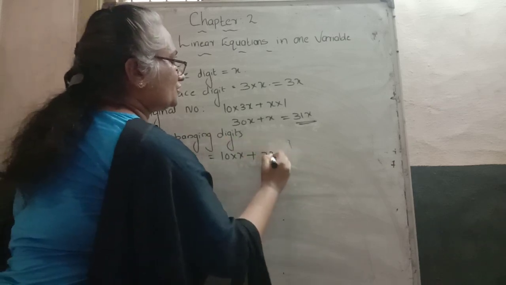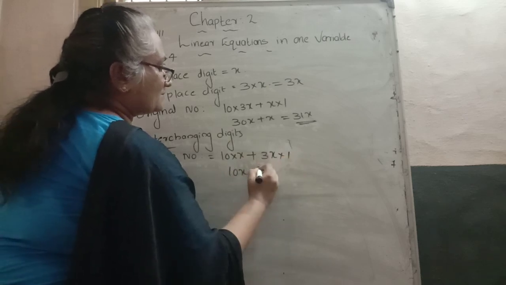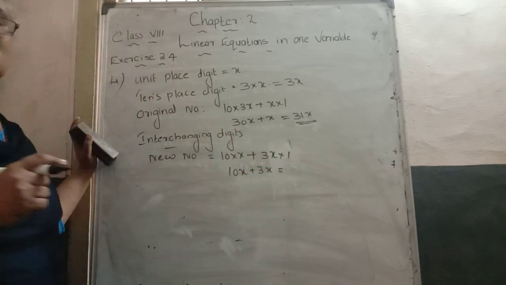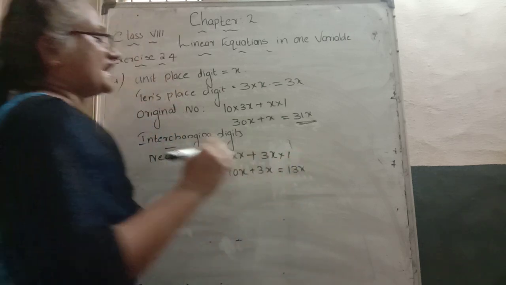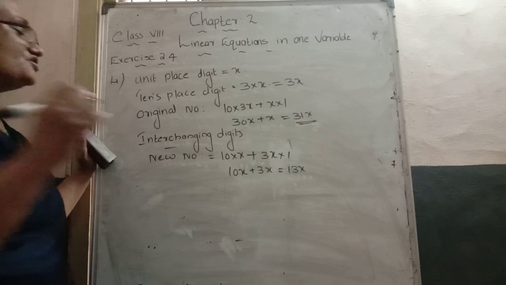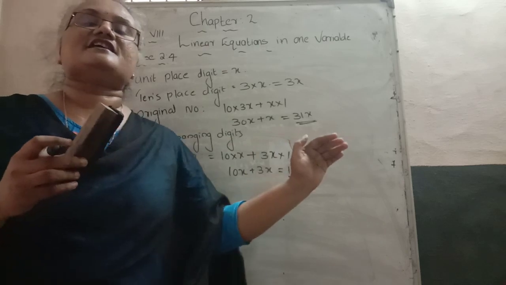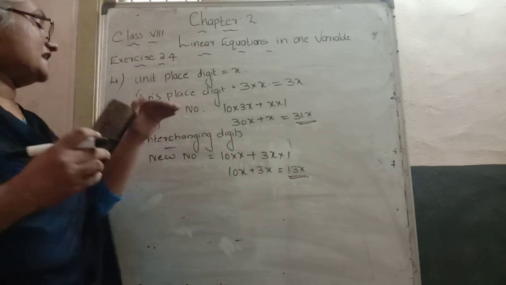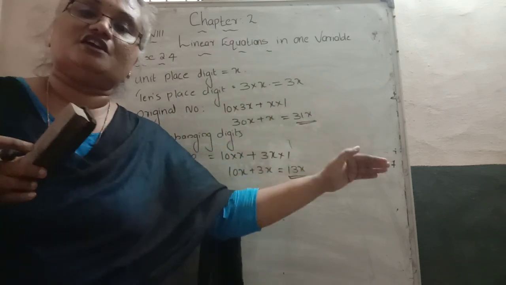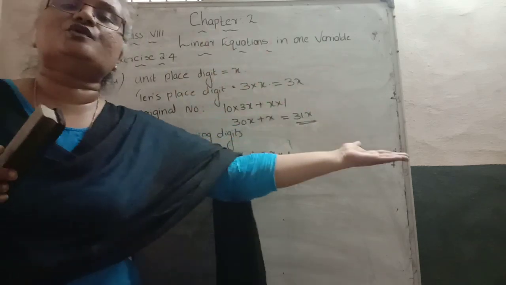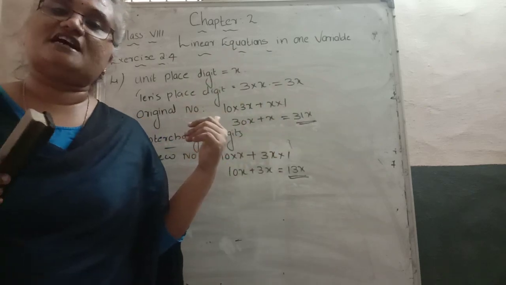So x into 10 becomes 10x, plus 3x into 1, meaning 3x. Here also they are like terms. 10 plus 3 becomes how much? 13. They are like terms, that's why we add the coefficients and write the same variable. So the new number becomes 13x. Then in the last line they give that the sum of the new number and the original number becomes 88. Then find the 2-digit number. That is the meaning of that question.